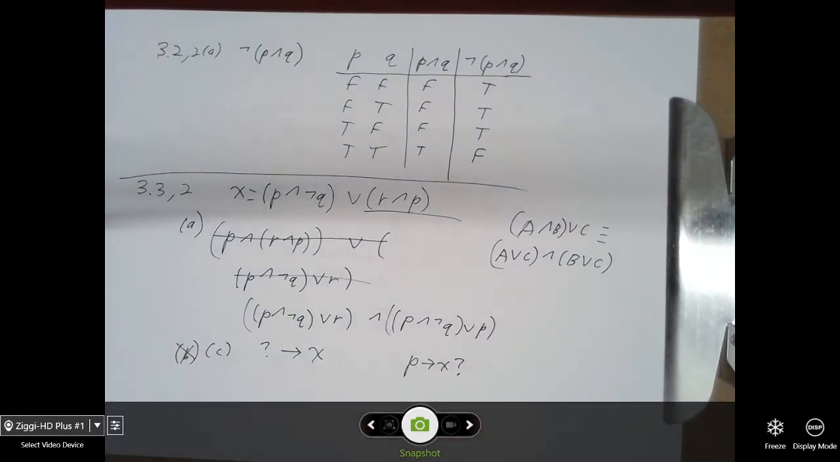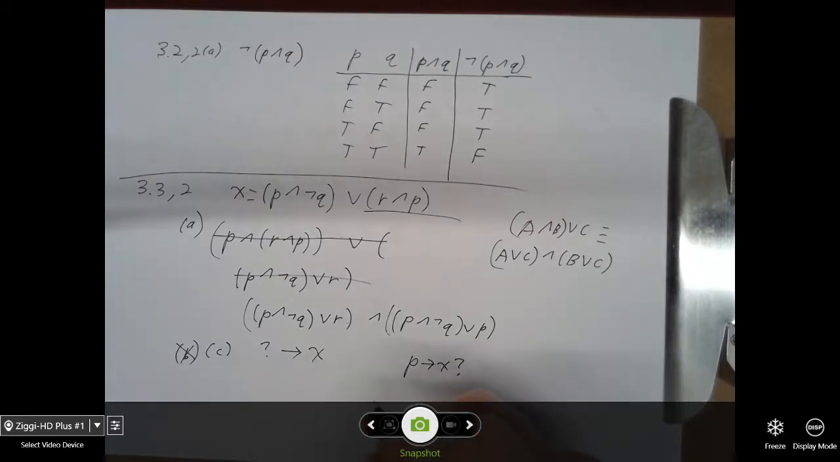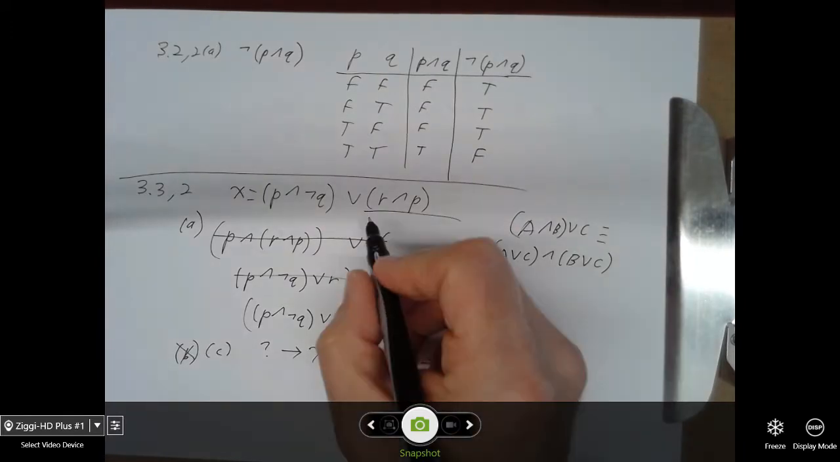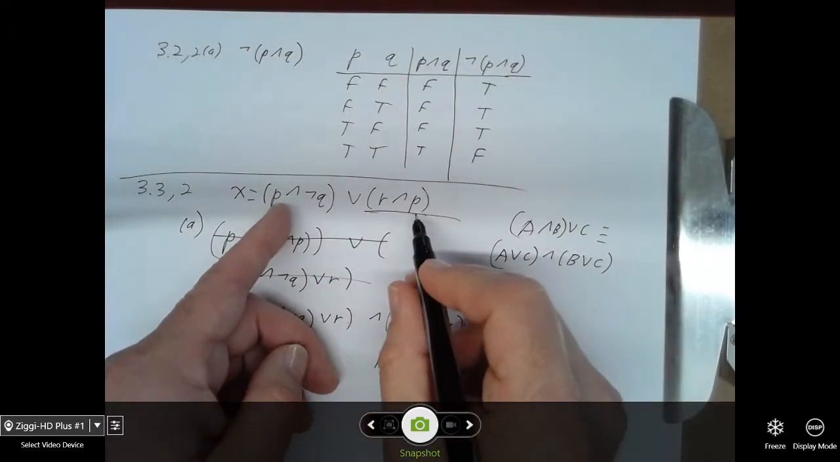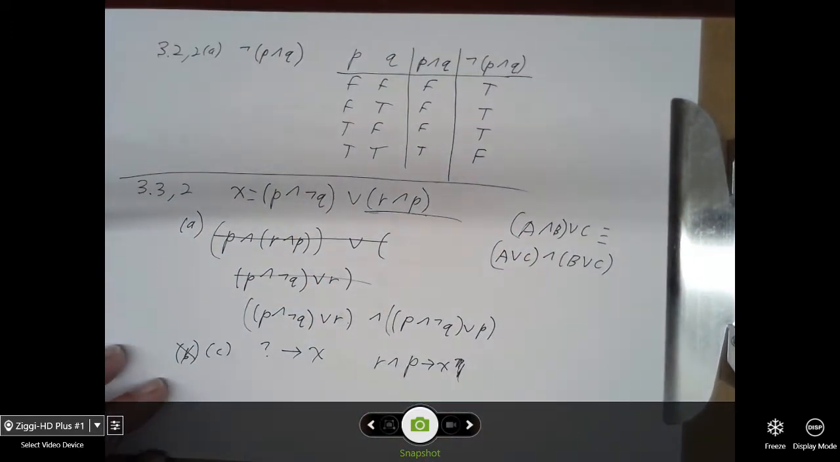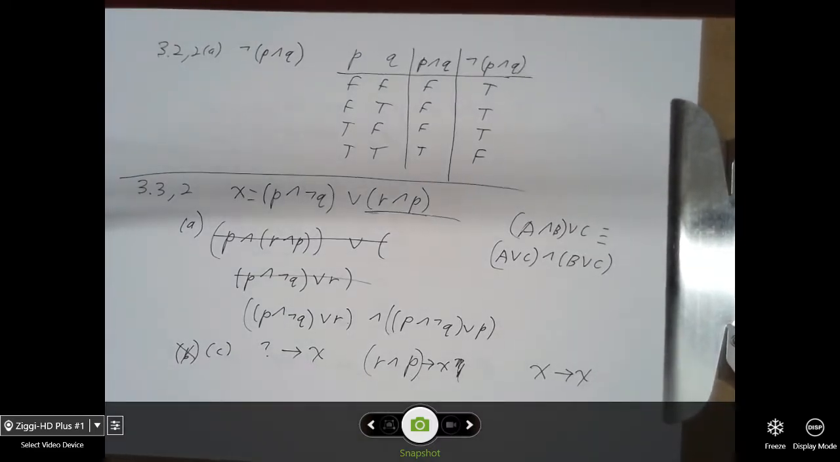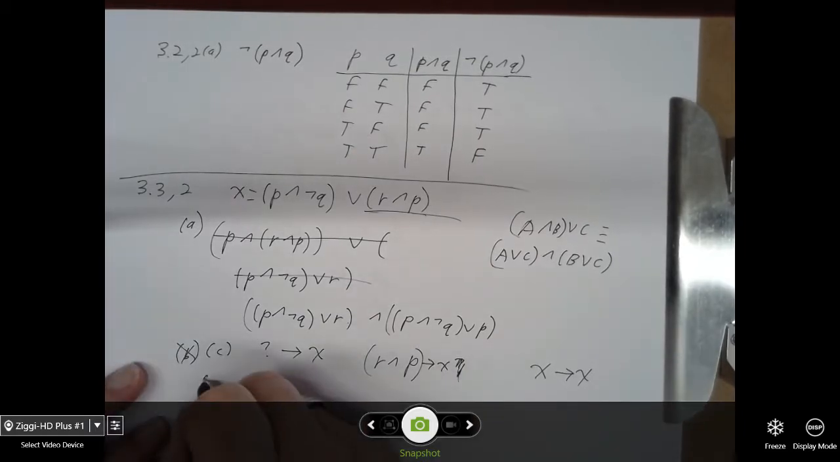Yeah, P by itself doesn't tell us that X is true. But if we do R and P, right, then we know that this is true, and so the disjunction is true, so the whole X is true. So R and P would be an example of a proposition that implies X. We could always do this, right? If X is true, then X is true, but they said other than X itself. So that's just to eliminate that case.